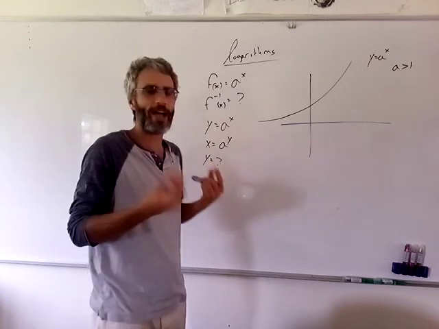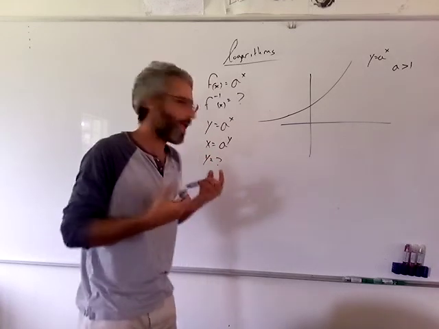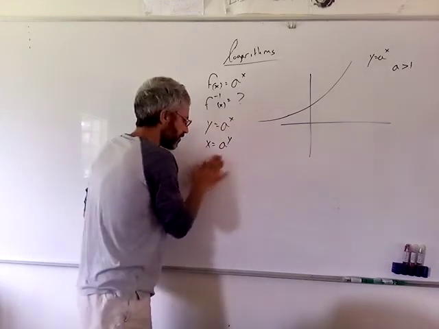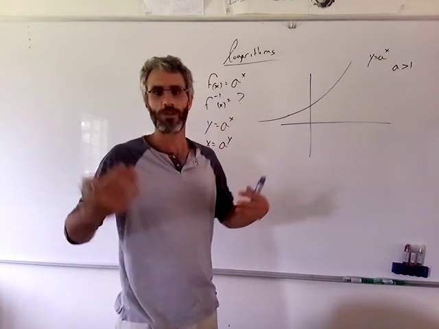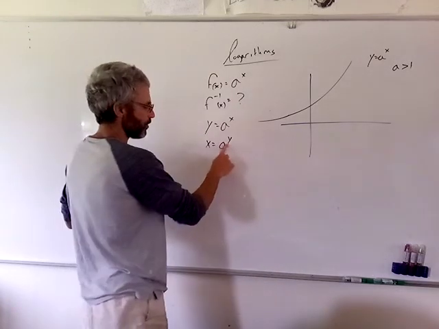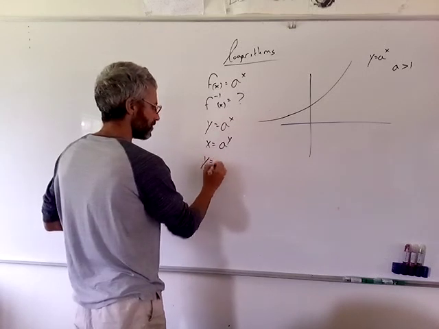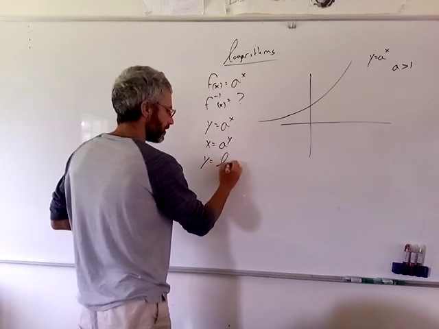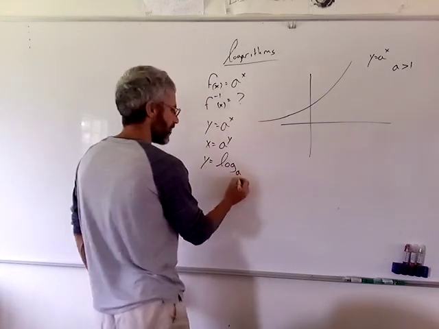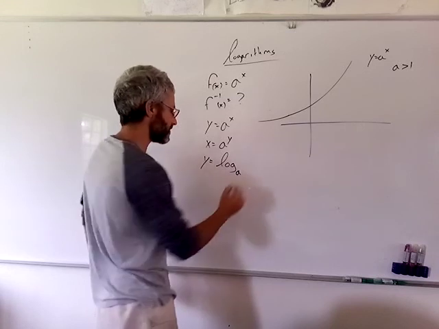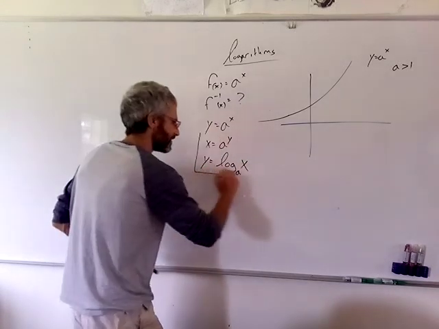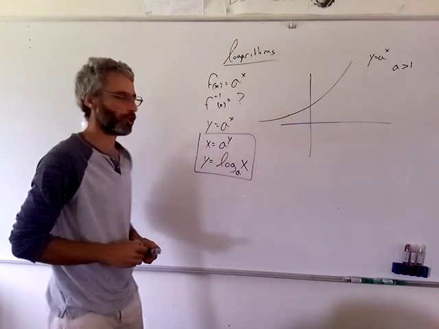We don't have an algebraic tool to be able to put that y down and put the a somewhere else. So for that we invented a whole new function, and it's the definition of that function. To find what y is equal to, we put the three words, logarithm, then that little a at the bottom, which we call the base, and x. That is the definition of a log.